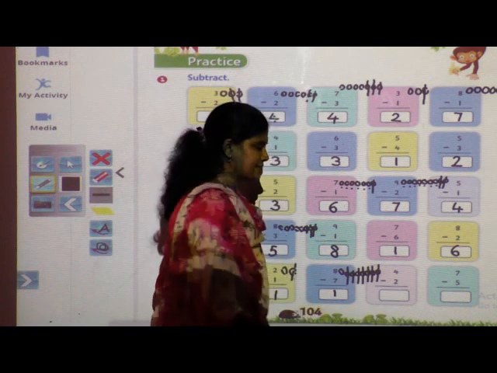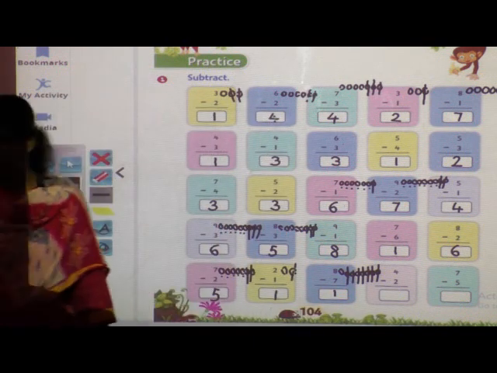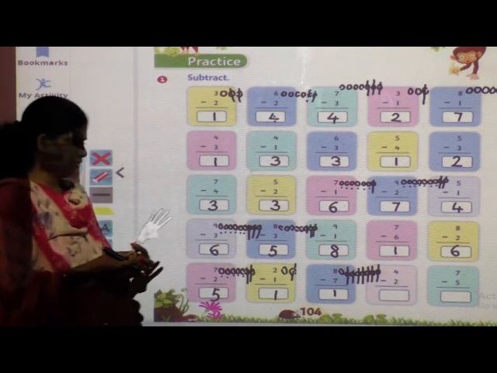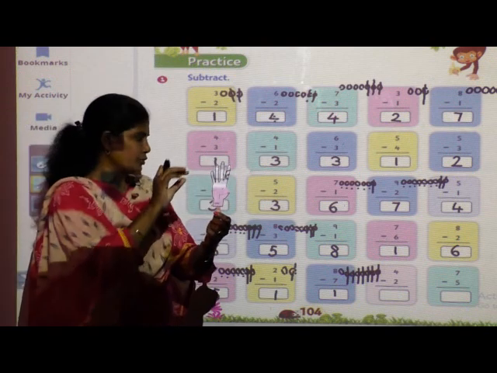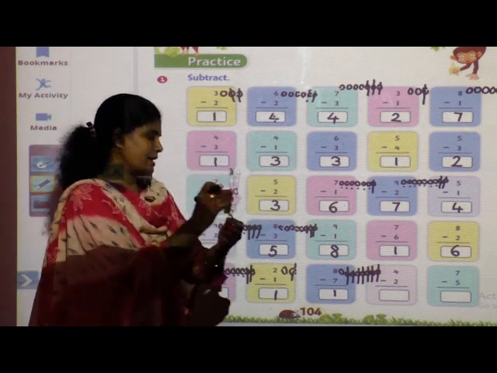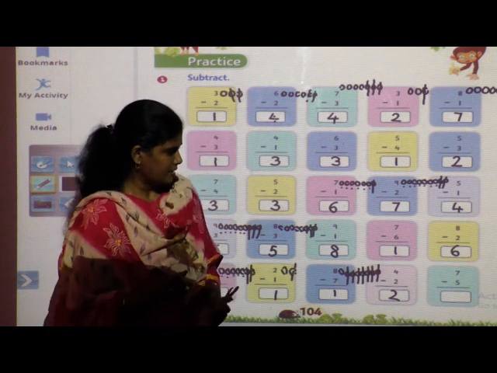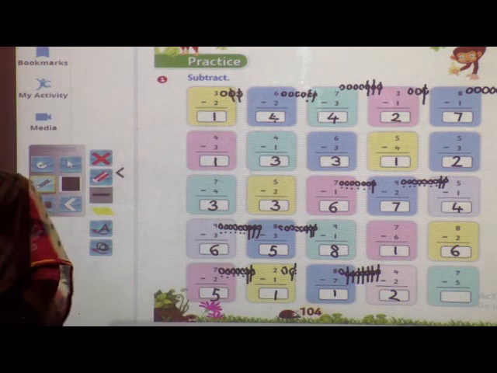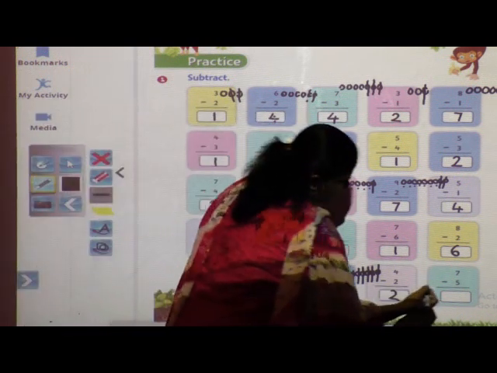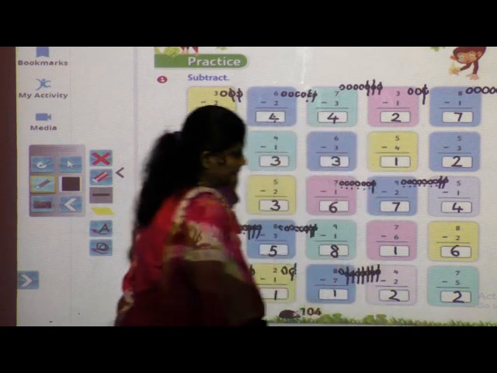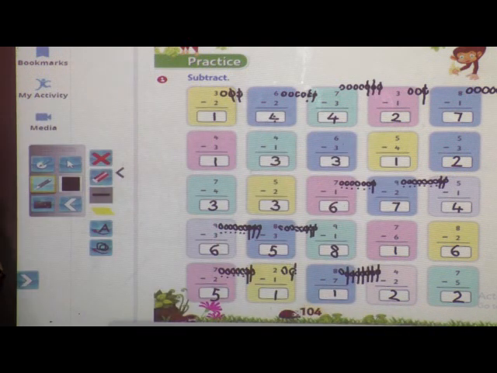4 minus 2. Take your 4 fingers. Yes, like this. From that 2 you cut. So how many remains? 2. Got it? Now next 7 fingers. 7 minus 5. Yes, 2. Got it everybody? I will wait for a minute. Just do it.